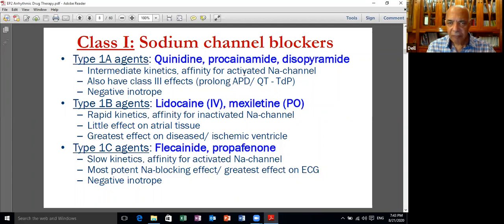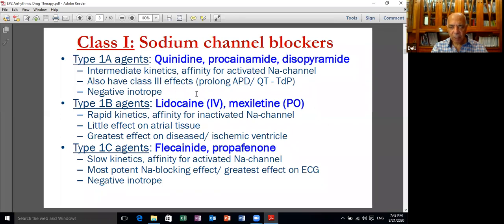This means that if you use this drug, which most of them are not used now except disopyramide, which is rarely used, you have to watch the QRS width and the QT interval, because it has a sodium blocking effect as well as a potassium blocking effect. Now, lidocaine and mexiletine, they have rapid kinetics. Now we understand what is meant by rapid kinetics. They have very little effect on the atrial tissue, and they are very specific in the ischemic myocardium.